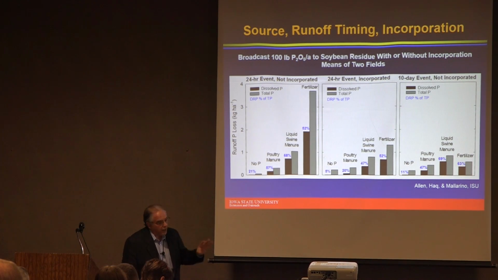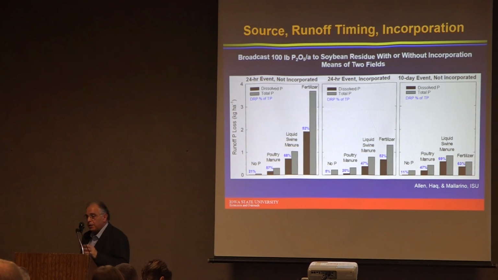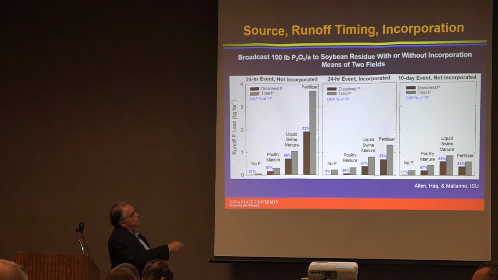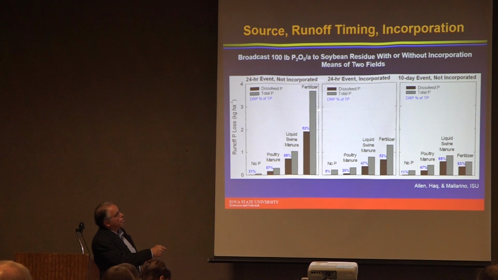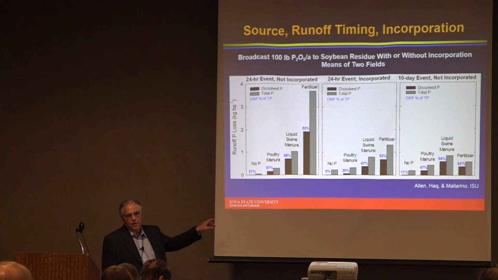And we look at the impact of a runoff event and incorporation. The problem with fertilizer, when we have a runoff event close near the application, this is the big deal. It's less important with manure. It's a little impact with poultry manure because it's solid. And beef manure is the same. We have data for beef manure.